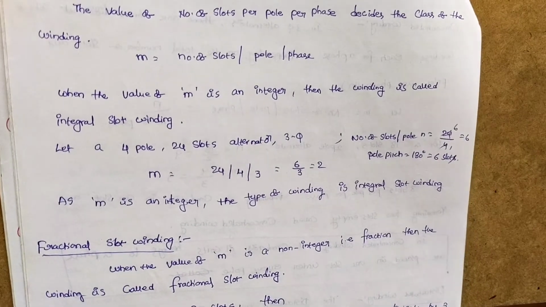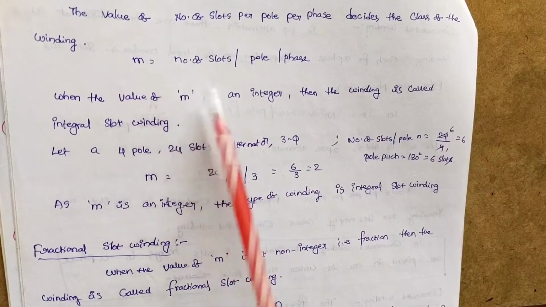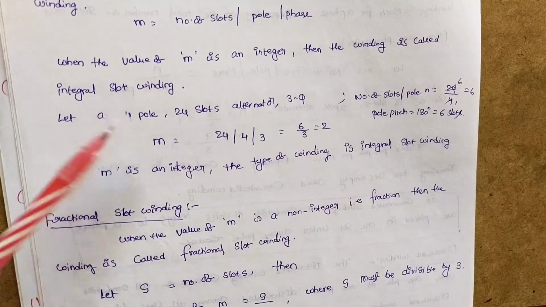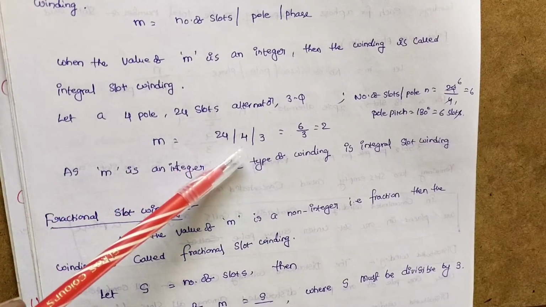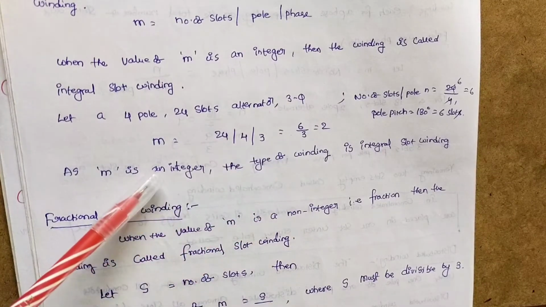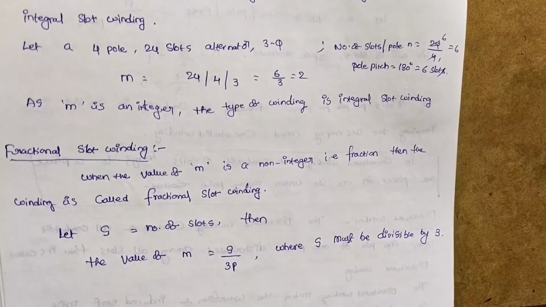Now what is integral slot winding? If the number of slots per pole per phase is equal to an integer, then it is known as integral slot winding. For a 4 pole, 24 slot, 3 phase alternator, m equals 24 divided by the number of poles times the number of phases, which gives 2. Since m is an integer, this type of winding is known as integral slot winding.